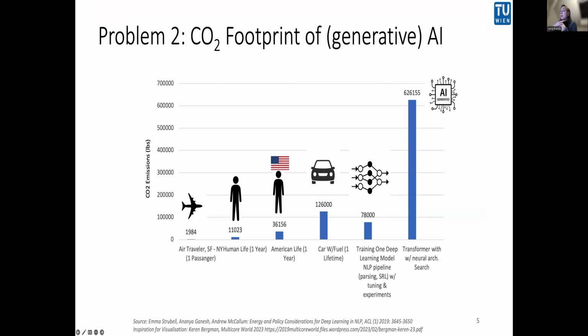Nevertheless, if we talk about the power of AI and generative AI, we also have to consider the usage of resources, because all IT equipment and all AI tools need resources. Here you can see a comparison of generative AI with some everyday activities of human persons. For example, you can see here different activities, and here the CO2 emissions or equivalents of the CO2 emissions. You can see the CO2 footprint of air travel from San Francisco to New York, the CO2 footprint of one year of a human life, and of an American life. You can see the CO2 footprint of a car during its lifetime, training one deep learning model, and a transformer, right?